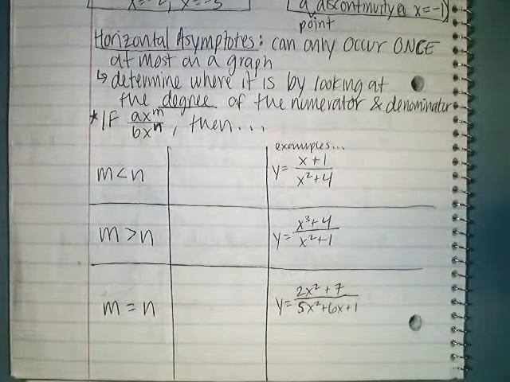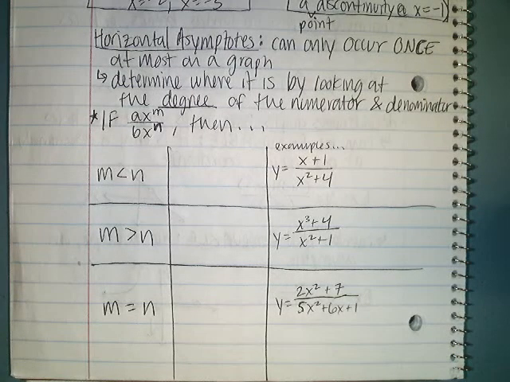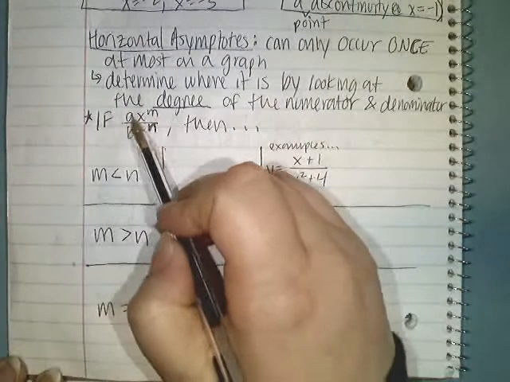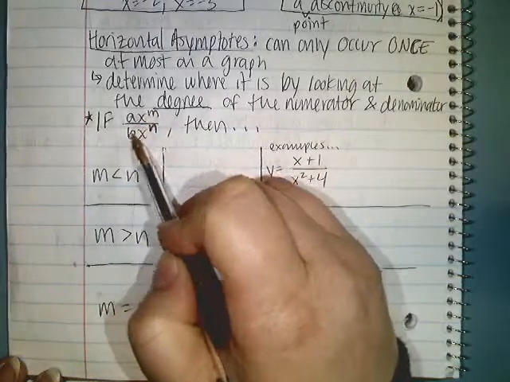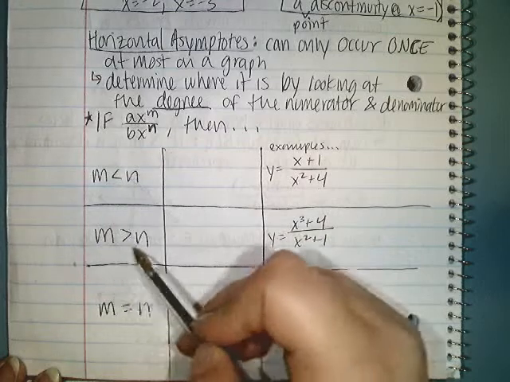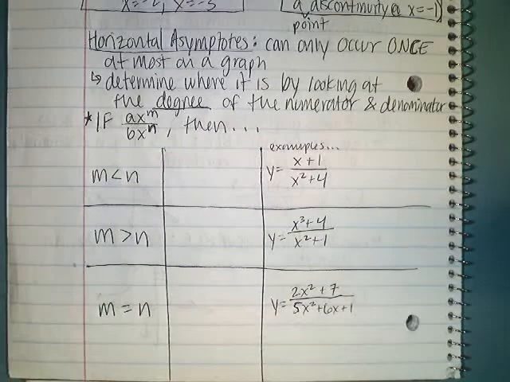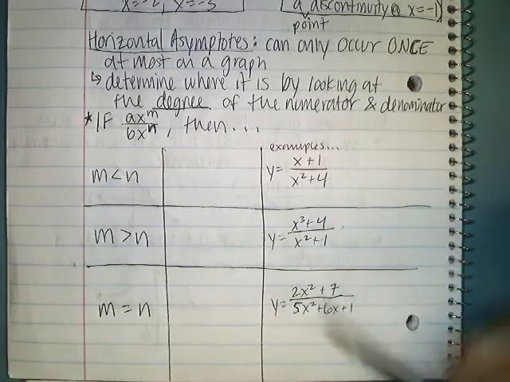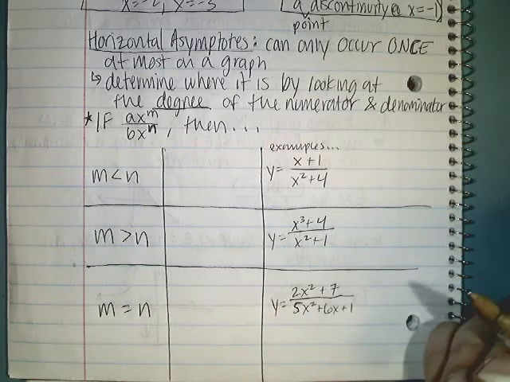Horizontal asymptotes have a few more rules. So horizontal asymptotes can only occur once at most on a graph, and you determine where it is by looking at the degree of the numerator and denominator. So there's 3 different scenarios we can work with here. I set up a situation: if I have a times x to the m over b times x to the n, I can have 3 situations. Either m is less than n, m is greater than n, or m is equal to n. I gave examples over here, and we're going to talk about what each of those rules is.